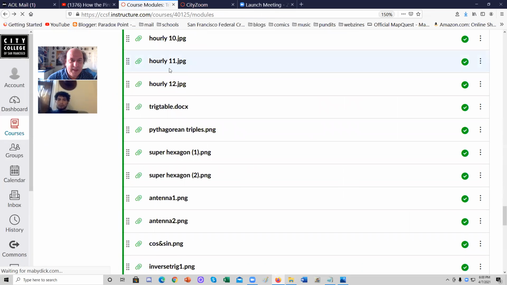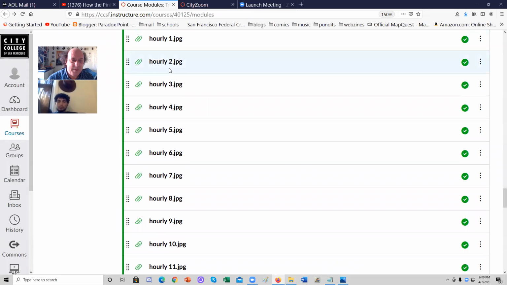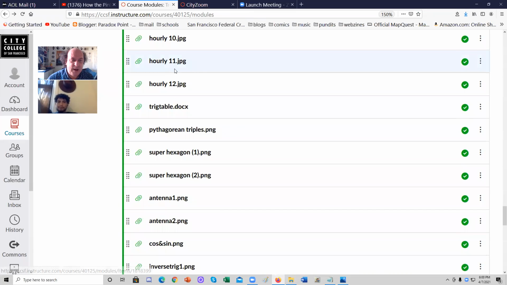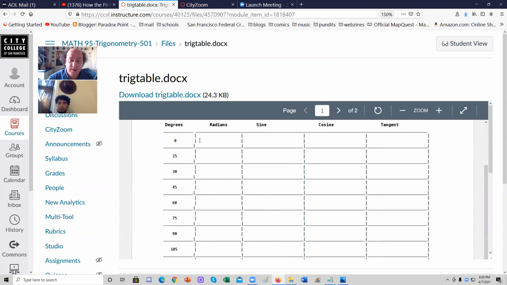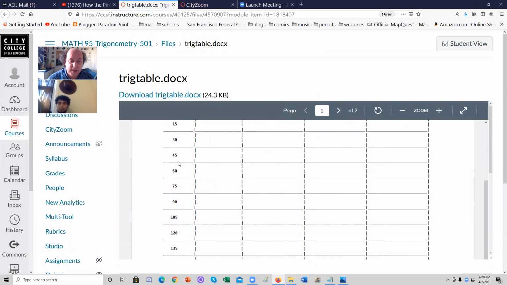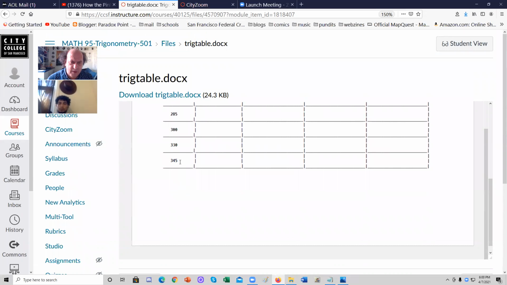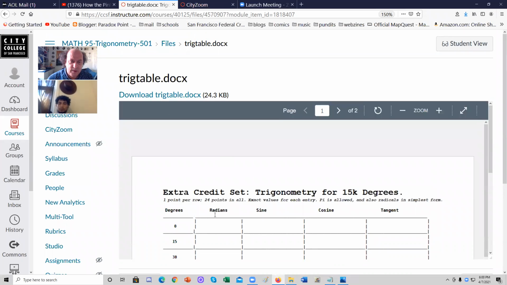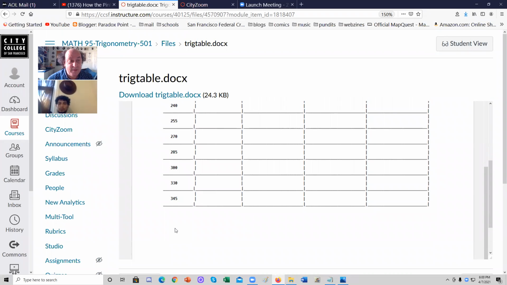Okay, well, that's hourly trig, and maybe I'll review it in a later class if other people show up. There's hourly trig, and here's a trig table for an hourly trig table. So degrees, so 115 to 345 degrees. What is the angle in radians? What's the sine? What's the cosine? What's the tangent for each of these angles? And again, that's a finite bit of math which can be solved completely.